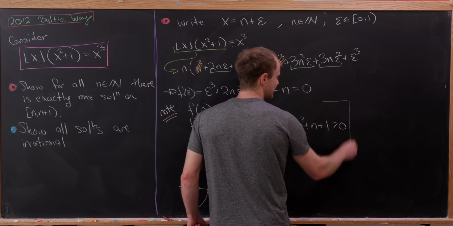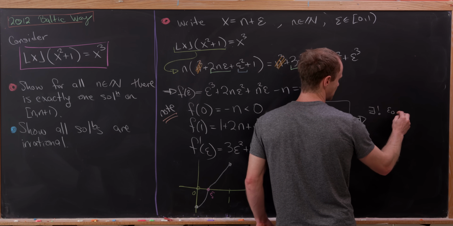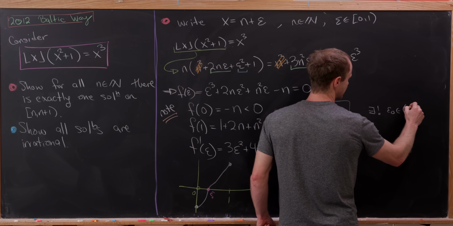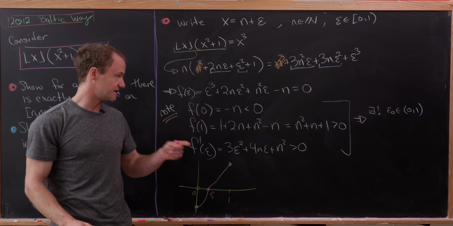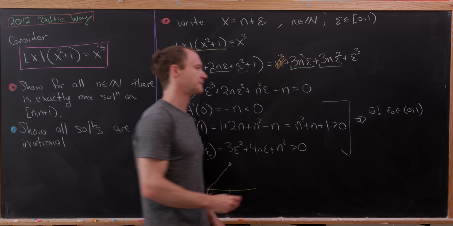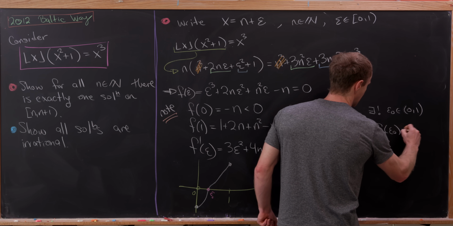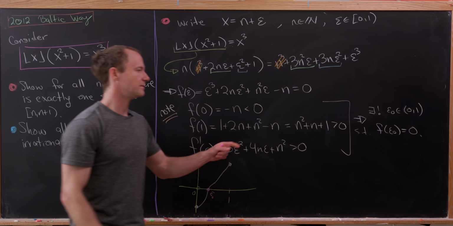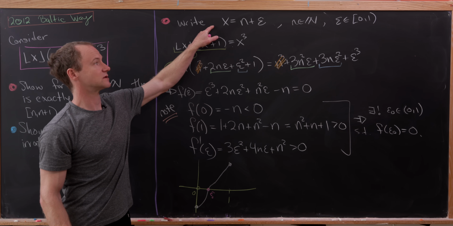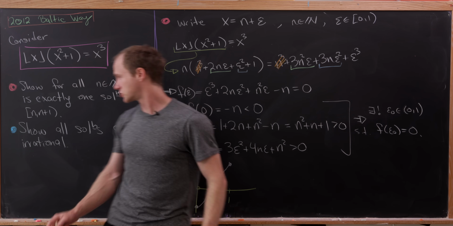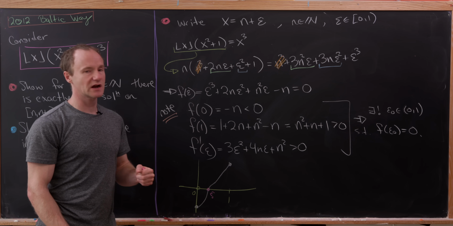So all of this tells us that there is a unique epsilon naught on the interval from 0 to 1. Notice it cannot include 0 by this fact right here, such that f of epsilon naught equals 0. But that unique epsilon naught is exactly what builds our unique solution on that interval from n to n plus 1. Okay, so we've taken care of this first bit.